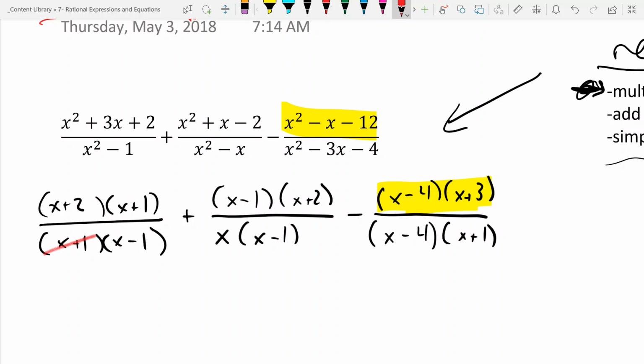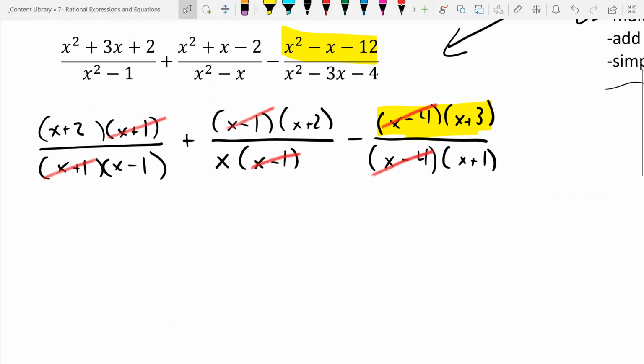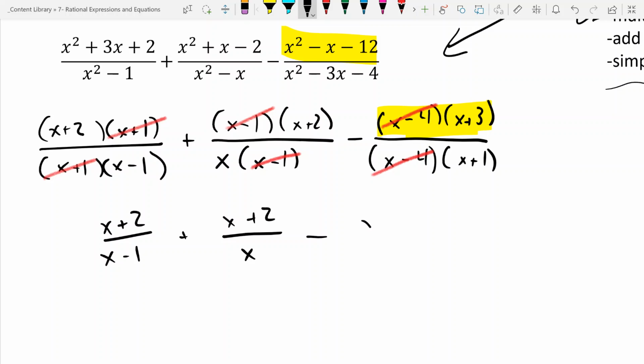So I have x plus 1, those cancel out. These cancel out, and those cancel out. Because I factored, it became a lot easier to see. Now I'm going to rewrite this so it's a little nicer and easier to see. So now I realize that none of these have a common factor or a common denominator. They're not the same. So I'm going to multiply each one by each other to make them all the same.